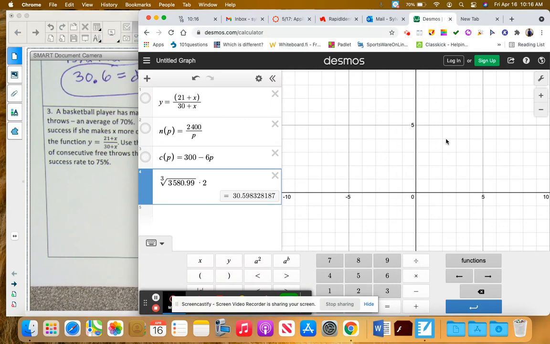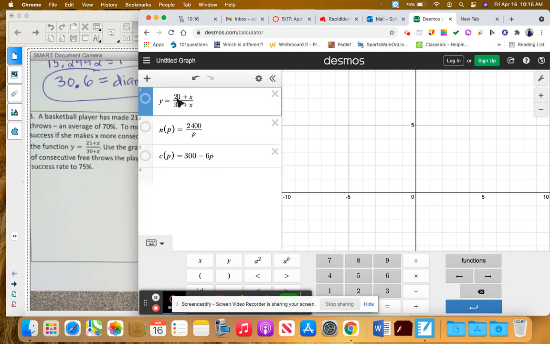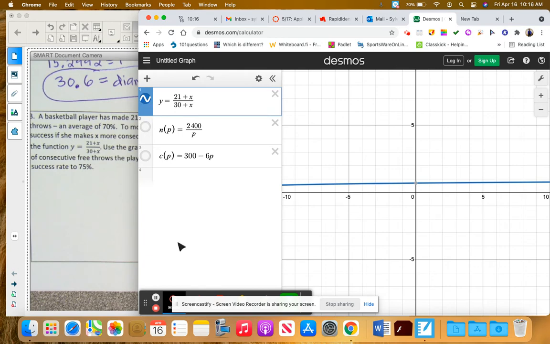So I'm going to pull up my Desmos here. And I've already typed it in. So you're going to type in y equals 21 plus x divided by 30 plus x. Okay, so let me highlight that. So we are looking for, the question says, use the graph to find the number of consecutive free throws the player needs to raise her success rate to 75%.